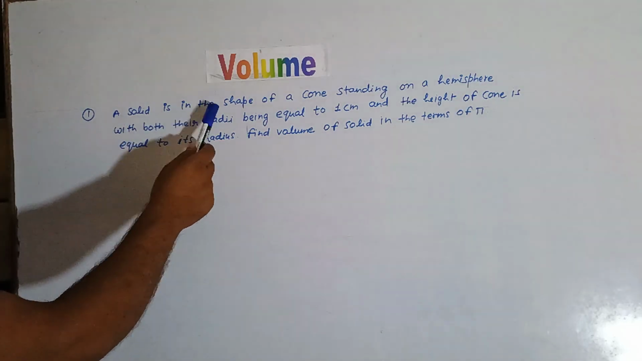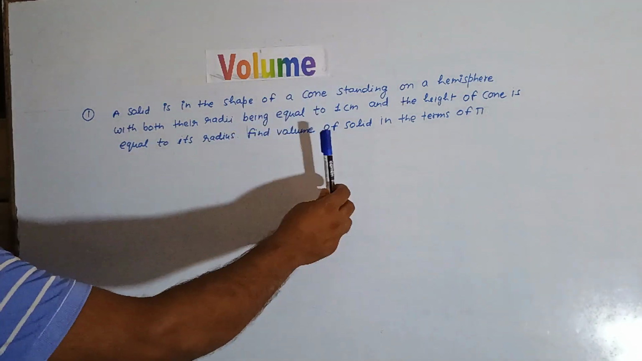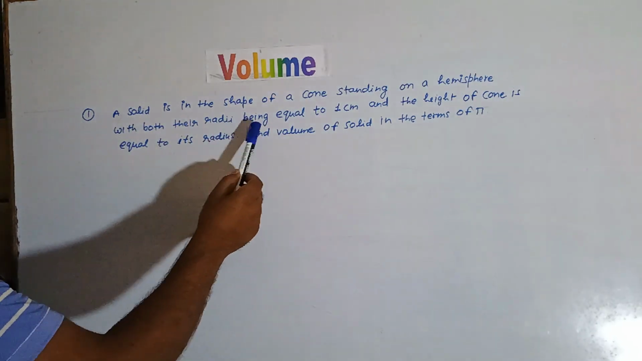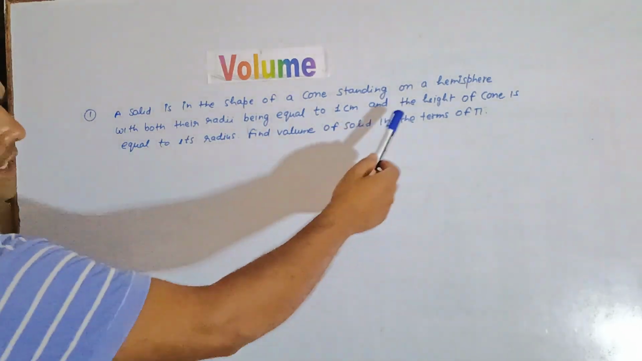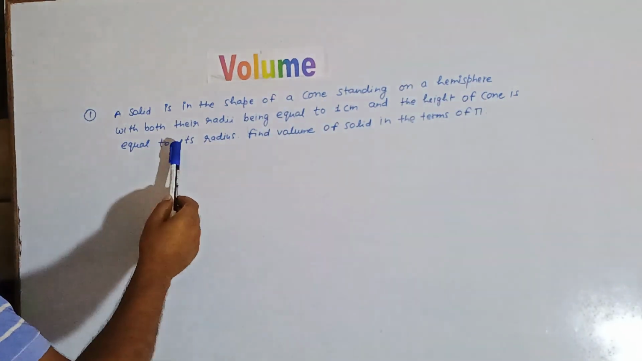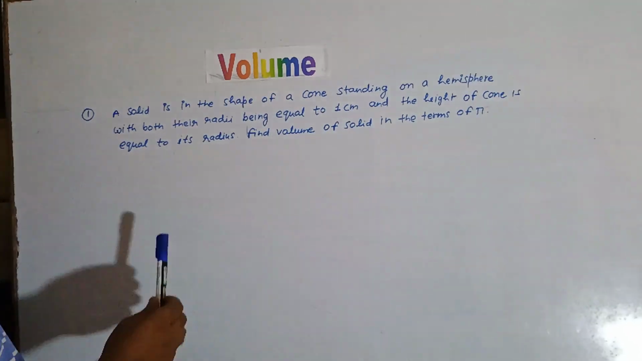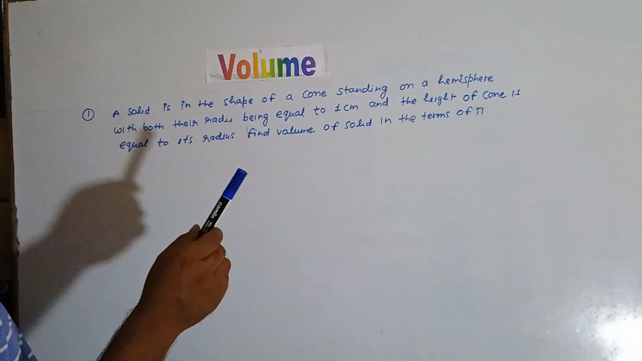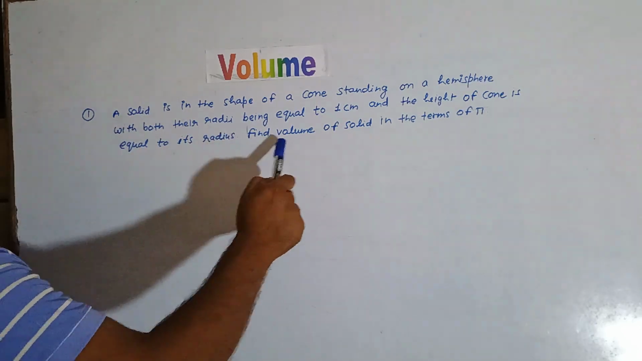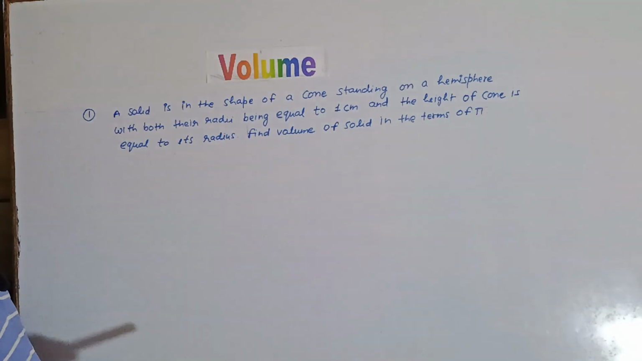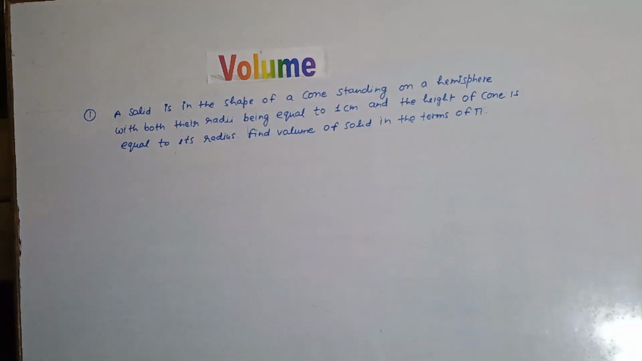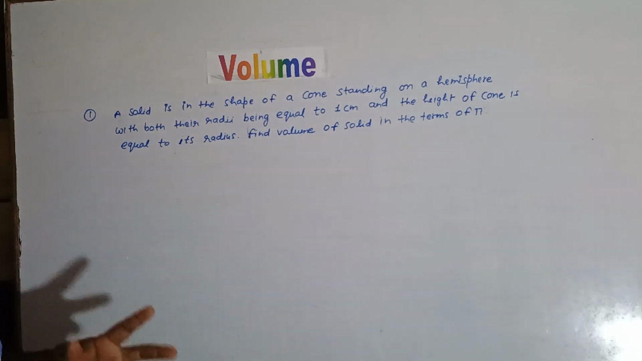A solid is in the shape of a cone standing on a hemisphere with both their radii being equal to 1 centimeter, and the height of the cone is equal to its radius. Meaning radius and height of the cone both are the same, equal to 1 centimeter. Find the volume of the solid in terms of pi. Students, we have to find volume of the solid in terms of pi.